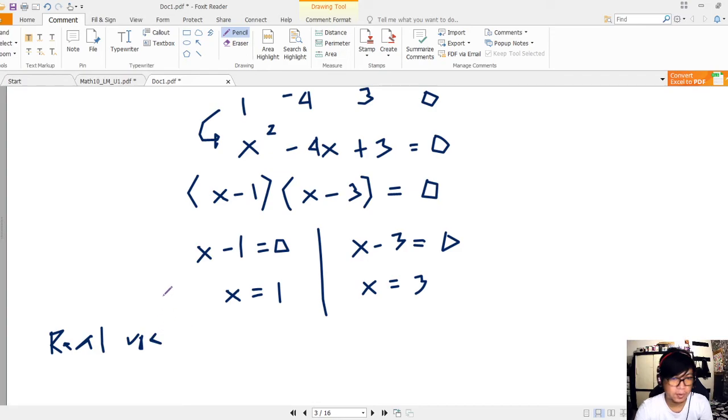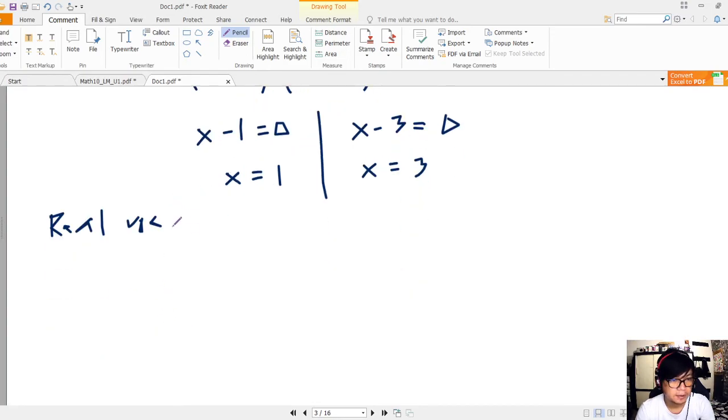Anong nangyari sa ballpen natin? Are 2, 1, and 3.